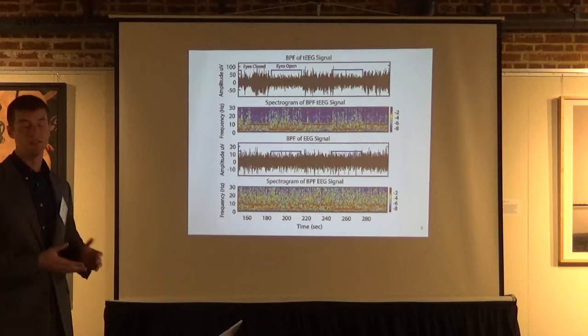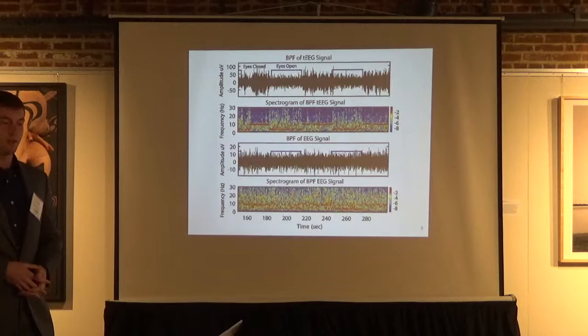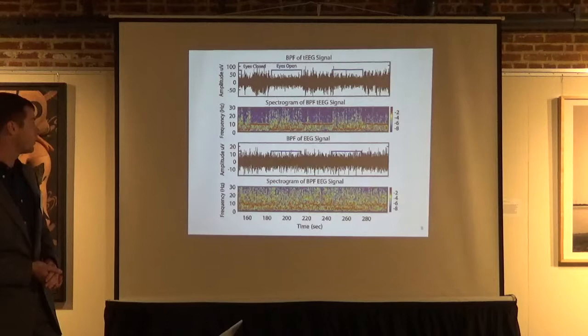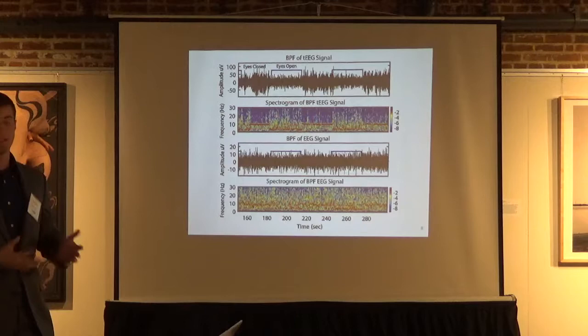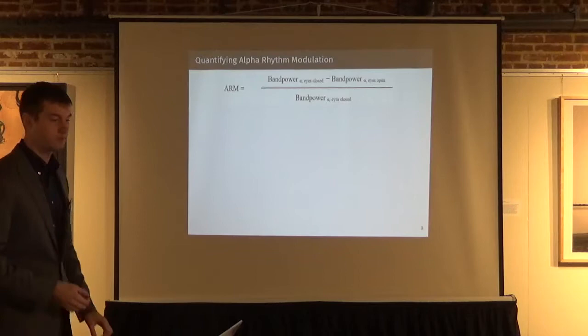But then looking at the spectrogram, which is a type of time frequency analysis, we see a very strong red band right there around 10 hertz for the TEG. However, there is a somewhat strong red band for the EEG signal, but certainly not as visible as in that TEG signal. So while this was more of a qualitative look, our next goal was to quantify this.